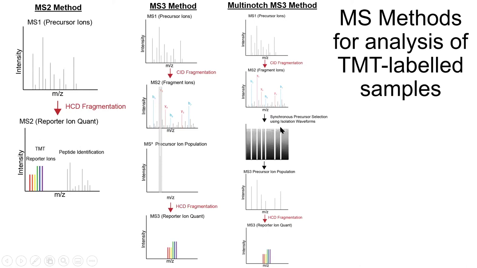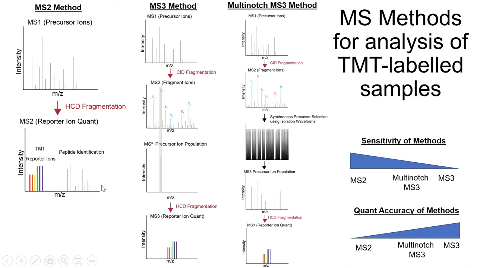And so while you're still undergoing another round of selection and weeding out some of the little background ions here, you're still selecting more than one intense ion, and it'll give you a little more sensitivity while still better quantitation than MS2 when you're not weeding out as much of the background. And that's just kind of shown here, where MS2 has the best sensitivity, where MS3 has the best quantitation accuracy.